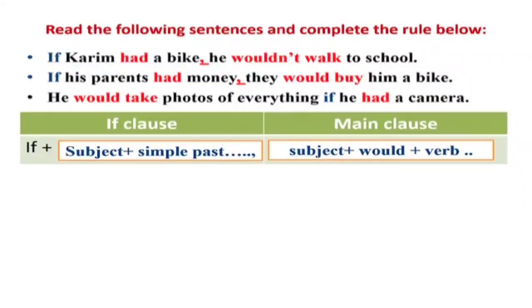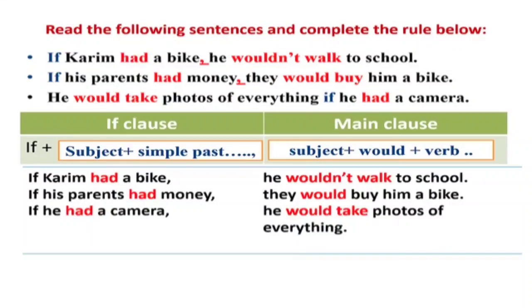Yes, so let's have a look at these examples. So I'd like you to notice the last sentence. He would take photos of everything if he had a camera. So we can start with the main clause also, but notice that if we start with the main clause we don't put a comma after the first clause. So if we start with the if clause we have a comma after the if clause, but if we start with the main clause we don't have a comma in this sentence.